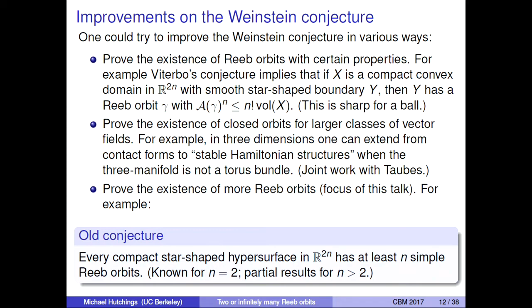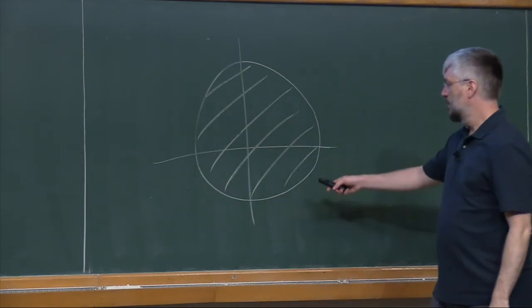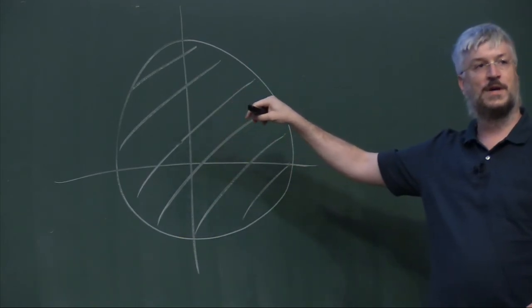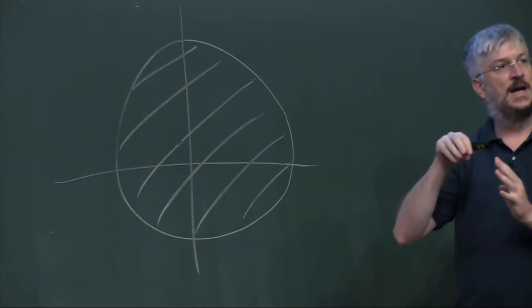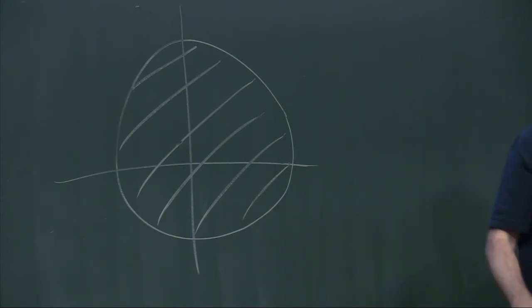R2n, which is not only star-shaped but also convex, then there exists a Reeb orbit whose period is small with respect to the volume of the domain. In other words, if Y is the boundary of some domain X, and X is convex, then, well, actually, the worst case is where it's a ball. So if I have something which is not a ball, then it has a Reeb orbit which has shorter or equal period than a ball of the same volume.